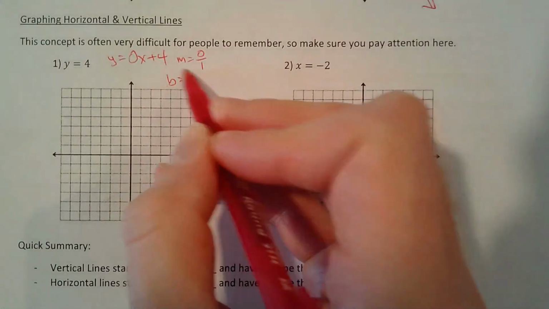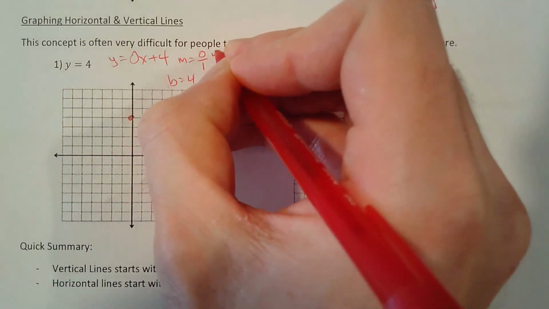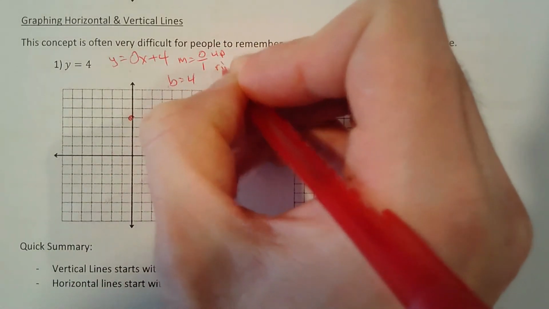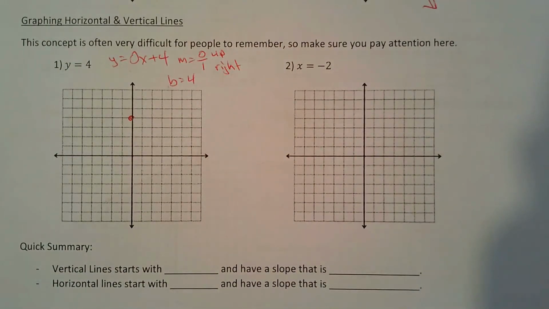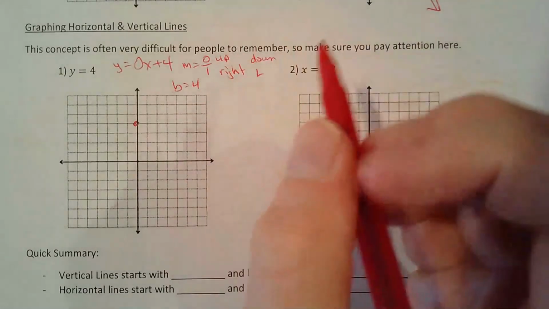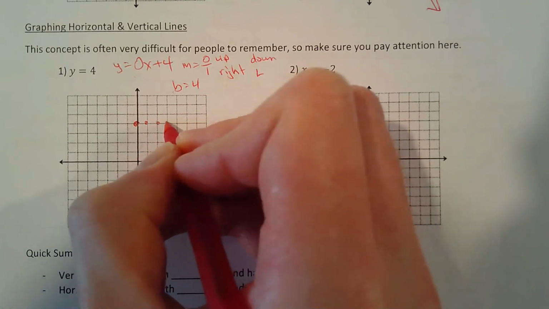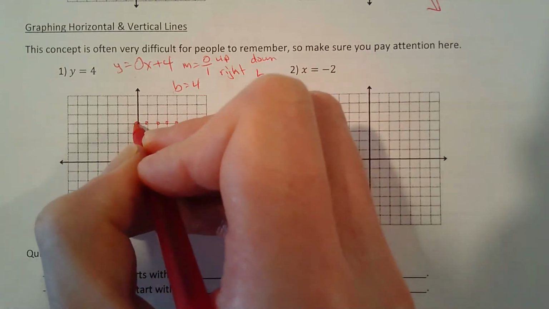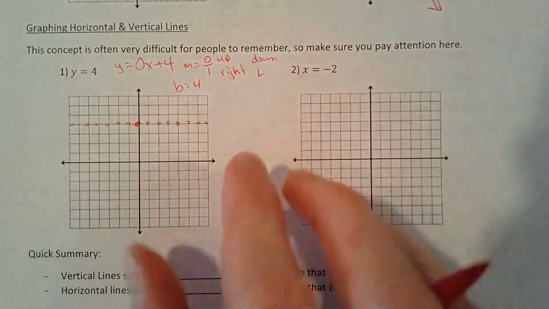So this crosses the y-axis at 4, and then this says go up 0, right 1. You could also say down 0, left 1. Okay, so you could put down or left. That'll get you the same thing. So up 0, right 1, up 0, right 1, or it could go down 0, left 1. If you notice, I'm just getting a flat line.